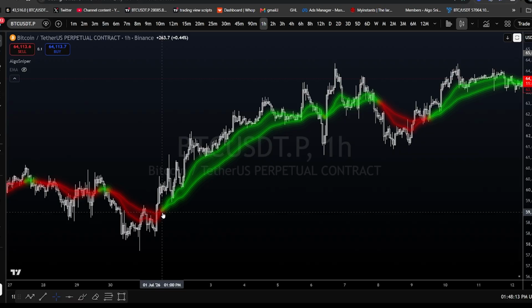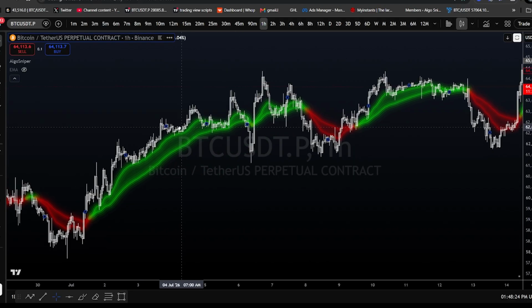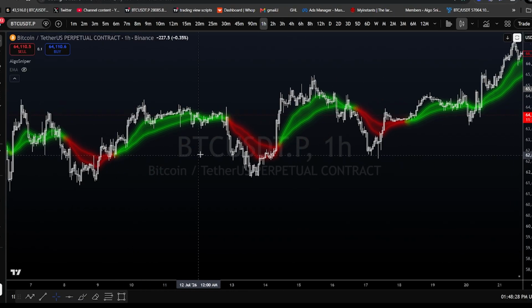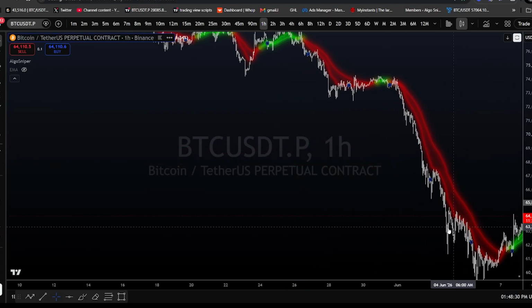So this is another momentum-based indicator. And when the bands flip green and the price is holding above the green bands, you want to be looking for long positions. Once it starts to break under and it flips red, you want to be looking for short positions. Vice versa.